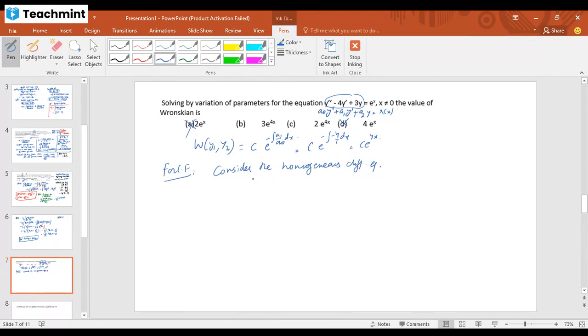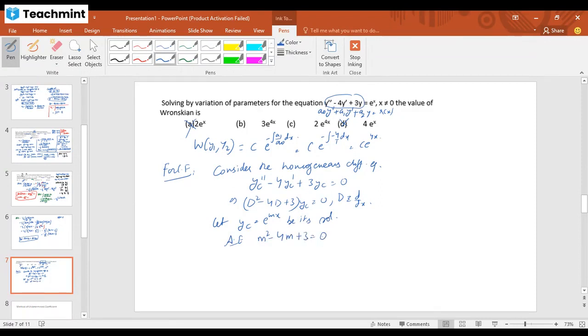It is yc double dash minus 4yc dash plus 3yc equal to 0. Equation in the operator form is d square minus 4d plus 3 into yc is equal to 0. Here, of course, d stands for d by dx. So we are assuming let yc equal to e raised to the power mx be its solution. So its auxiliary equation will be, replacing d, m square minus 4m plus 3 equal to 0.